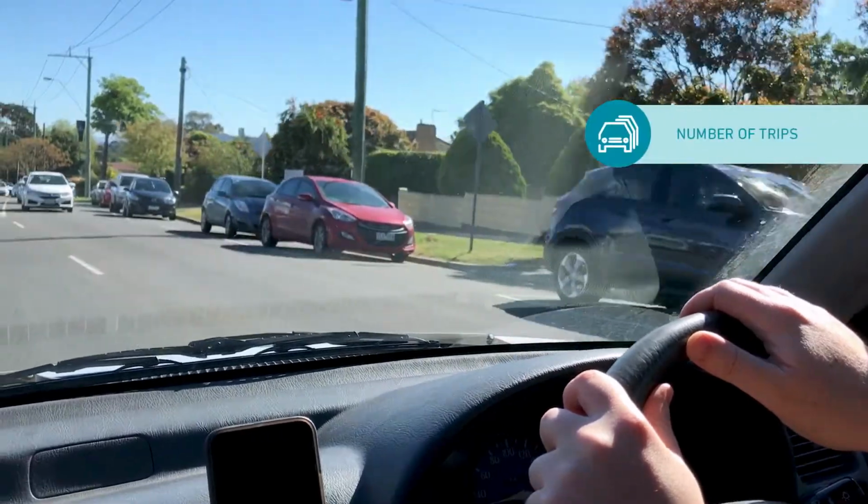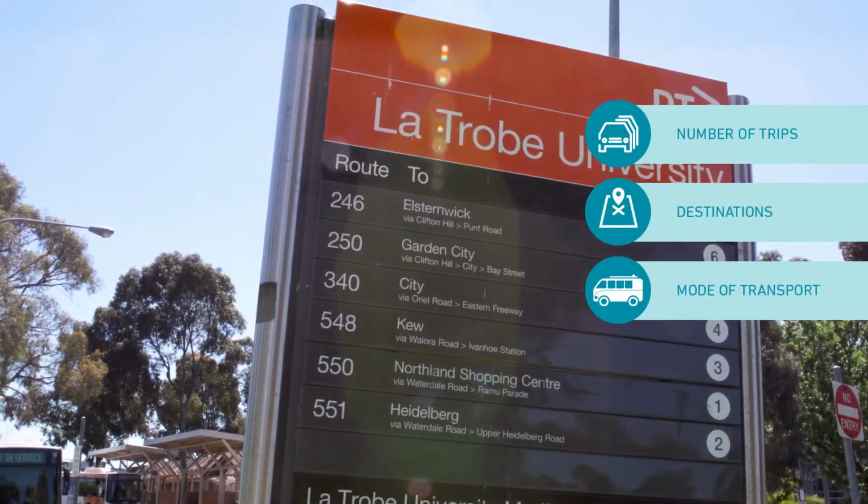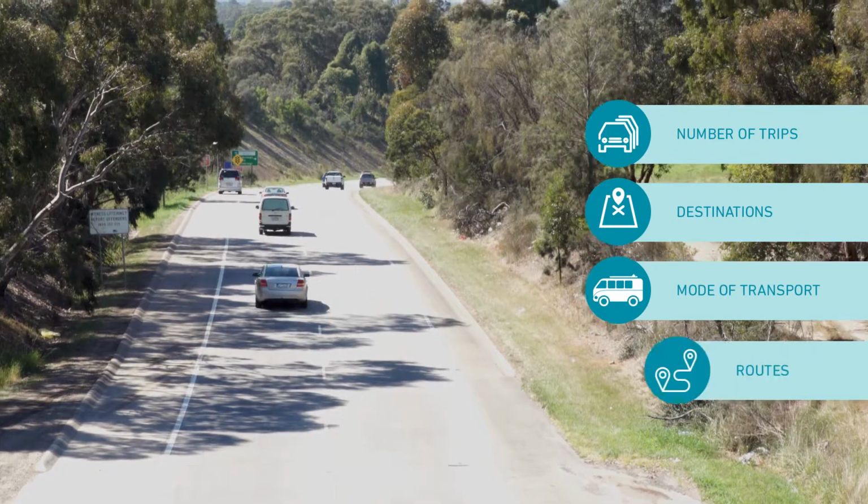The number of trips, how many trips people make, where they go to and from, what mode they take, if they're taking public transport or car, and which route they then take.